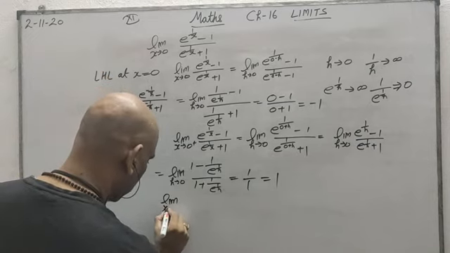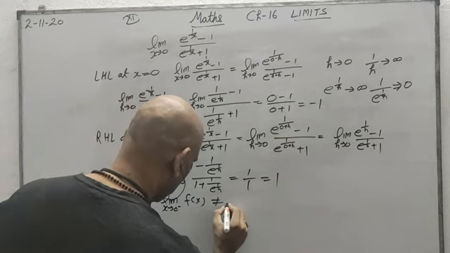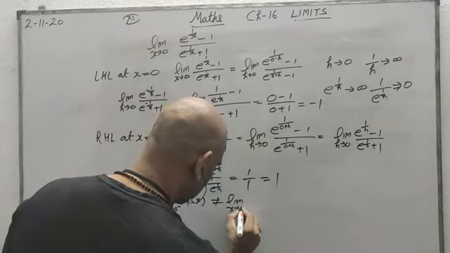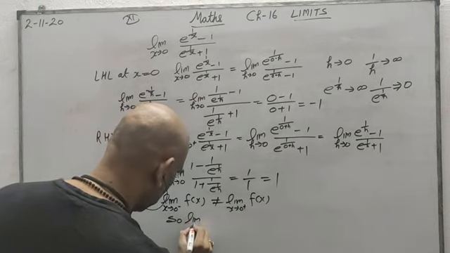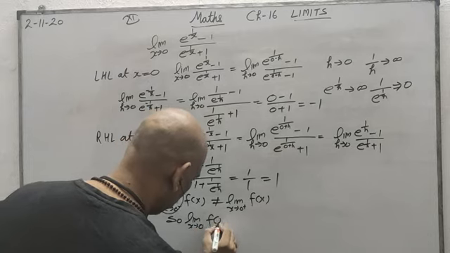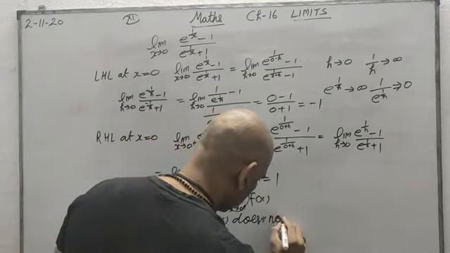Limit x tends to 0 negative f(x) is not equal to limit x tends to 0 positive f(x), so limit x tends to 0 f(x) does not exist.